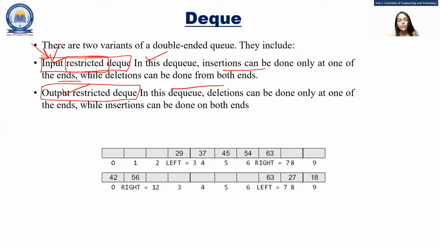Second one is output restricted DQ. Now, students, in this DQ, deletions can be done only at one end, while insertion can be done at both the ends. So, in this type of DQ, the restriction is on the output, basically deletions. So input restricted deals with restriction on insertion, and output restricted deals with deletions. That is, deletion is restricted and insertion is done at both the ends.